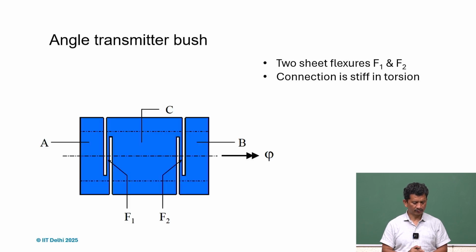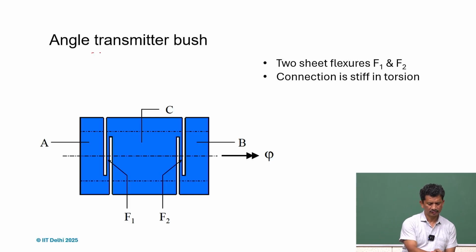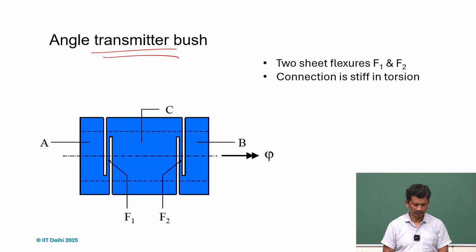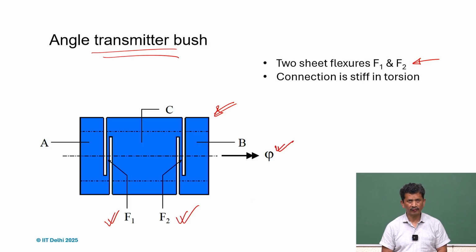So from the tube we can do many kinds of designs. For instance, an angle transmitter. If we consider again a tube and make a cut like this, we create two sheet flexures, and in this case the only constraint we realize is phi. So the connection is stiff in torsion.